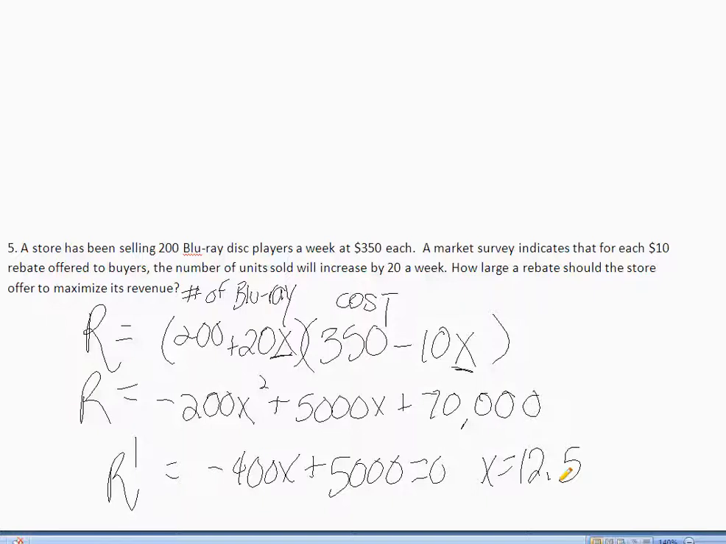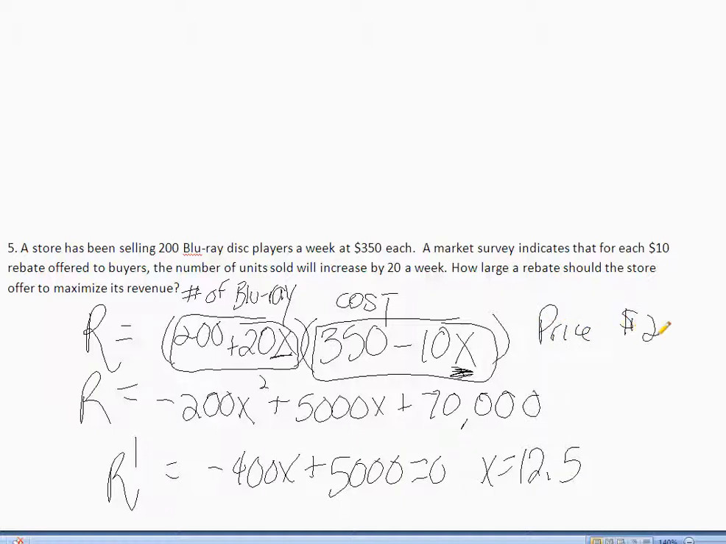So what that's saying is what? I should take $10 off 12.5 times. So if you actually go and put 12.5 here, you actually get what you should sell them for. And if you put 12.5 here, you'll get how many you'll actually sell. Okay, so the price should be $225.